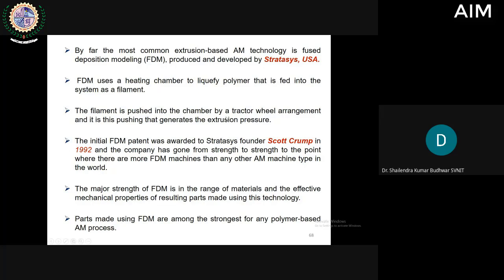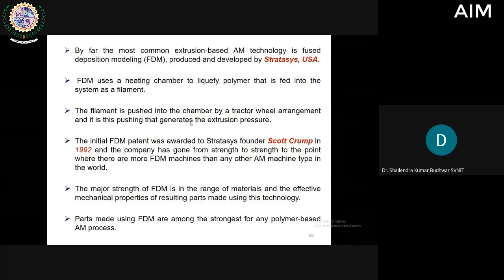So FDM uses a heating chamber to liquefy polymer that is fed into the system as a filament. The filament is pushed into the chamber by a tractor wheel arrangement, and it is this pushing that generates the extrusion pressure. The initial FDM patent was awarded to Stratasys founder Scott Crump in 1992, and the company has gone from strength to strength to the point where there are more FDM machines than any other AM machine type in the world. So these types of printers are most widely used.